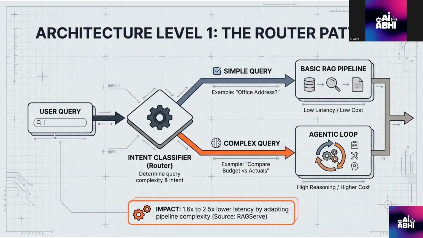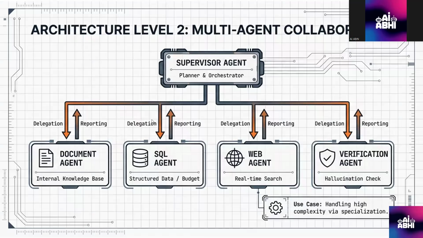Next comes the multi-agent architecture. For most complex tasks, you use multi-agent. Okay, here's the typical setup. A supervisor agent receives the question and creates a plan. It delegates subtasks to the specialized agents. A document agent searches your internal knowledge base.